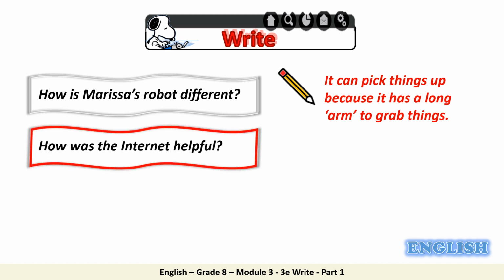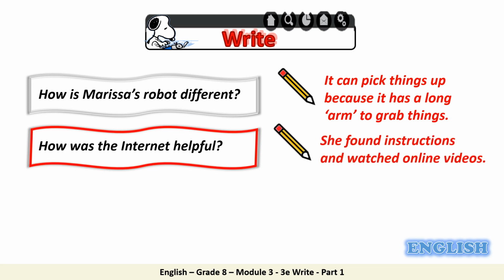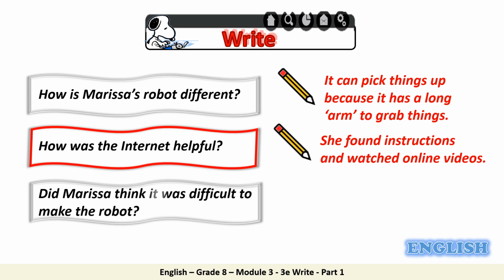Question number 5. How was the internet helpful? Correct. She found instructions and watched online videos. Question number 6. Did Marissa think it was difficult to make the robot? Excellent. Yes, she said it wasn't very easy.